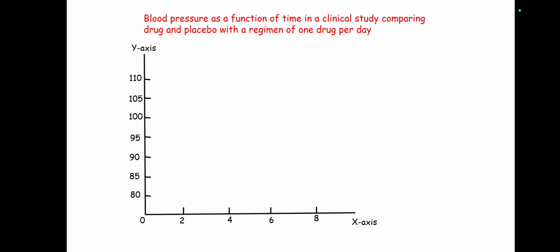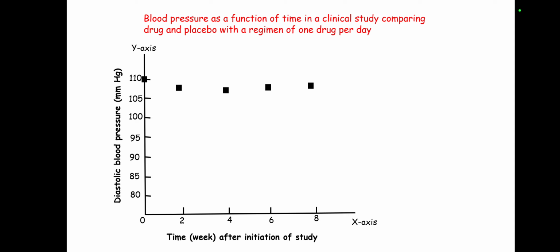So here we need to make points like this. Suppose these are the points, like on the 0th week the blood pressure was 110 millimeter of mercury. On the second week the blood pressure was somewhere above 105 millimeter of mercury. On the 4th week you can find this point. On the 6th week this point. On the 8th week this point.